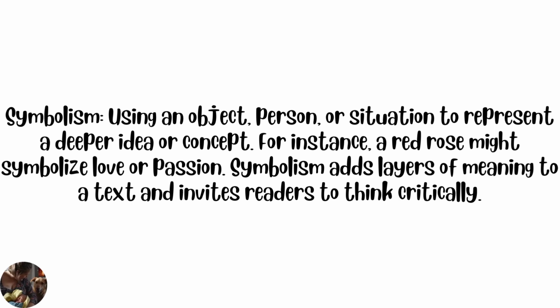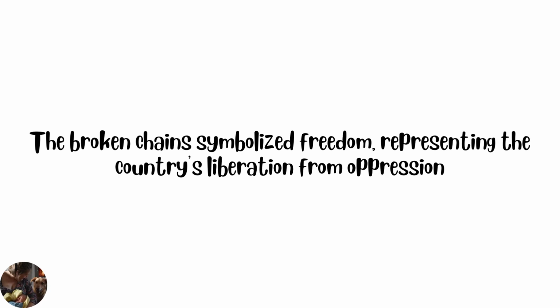Symbolism is a really useful literary device, and it uses an object, person, or situation to represent a deeper idea or concept. For instance, a red rose might symbolise love or passion. Symbolism adds layers of meaning to the text, and it invites readers to think critically. It's a really helpful way to get readers to think more carefully about what you've written. For example, very often you'll have broken things, and broken chains symbolised freedom, representing the country's liberation from oppression.